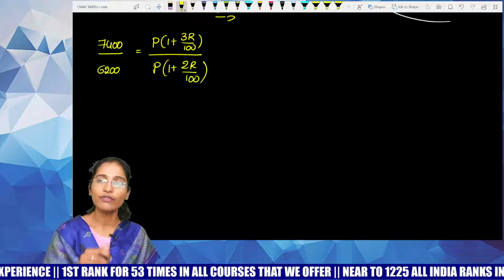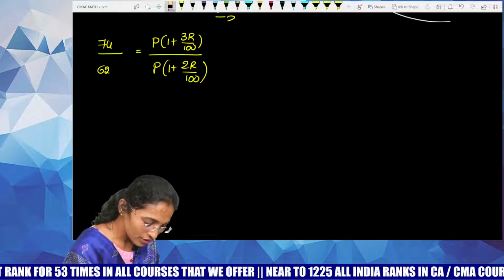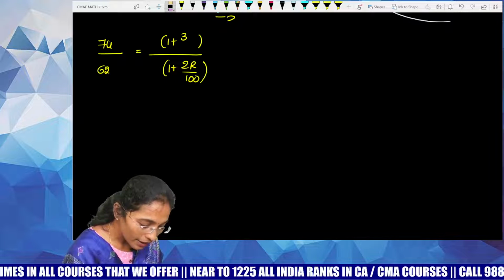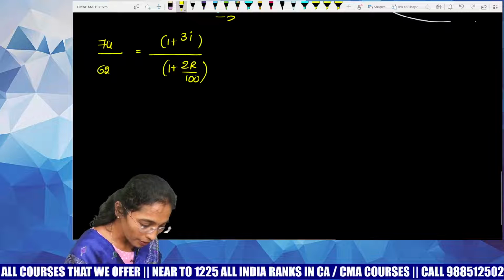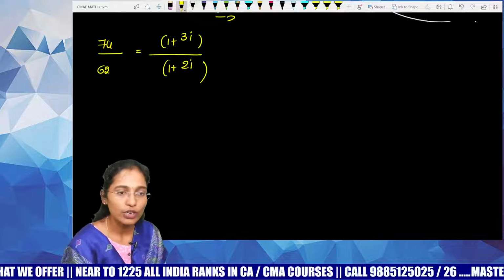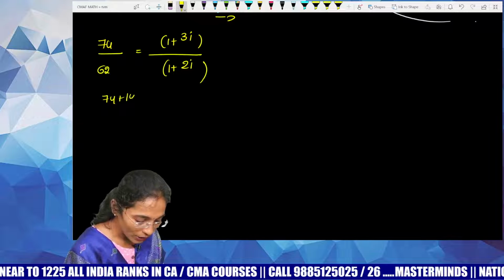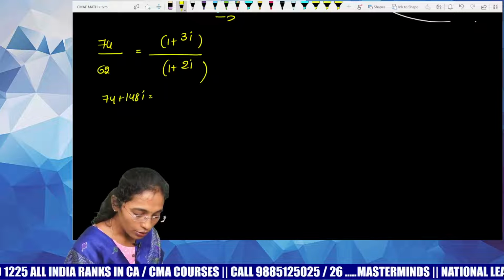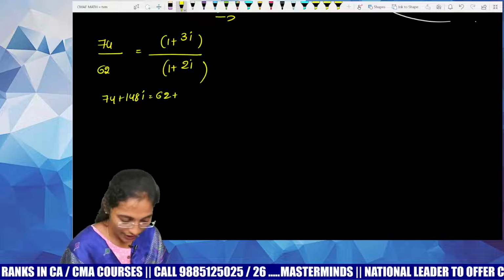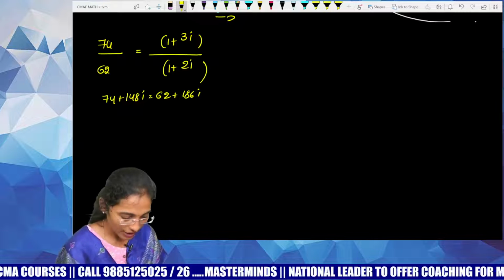So guys, if you observe this, what is going to be cancelled directly? I can cancel both the zeros. Of course, I can cancel both the P's. I'm replacing R by 100 with I because you are aware of compound interest. R by 100 can be replaced by I. Now, let me go for cross multiplication. 74 into 1, 74. 74 into 2, 148 I. 62 into 1, 62, plus 62 into 3. What is 62 into 3? 186 I.